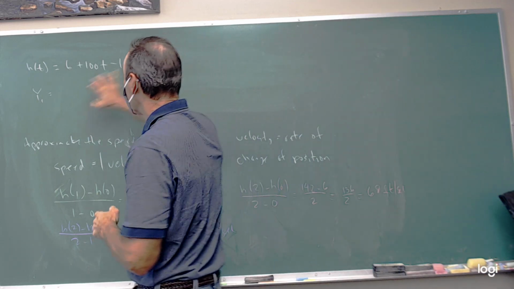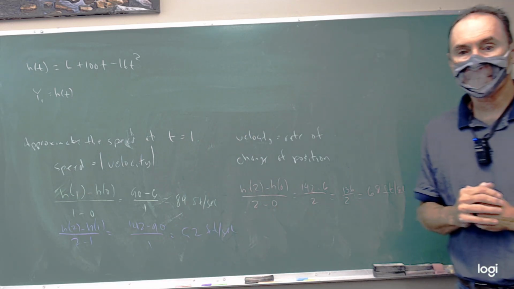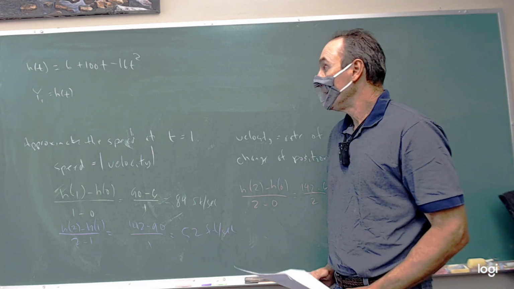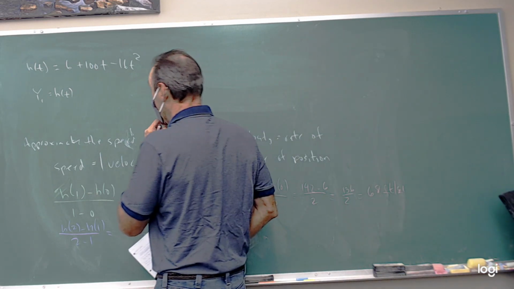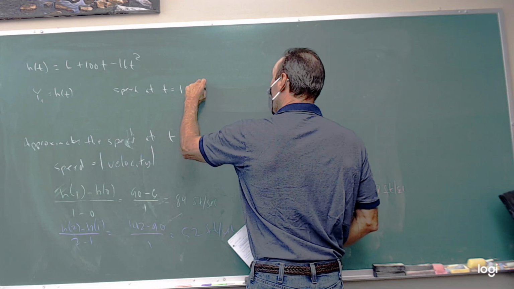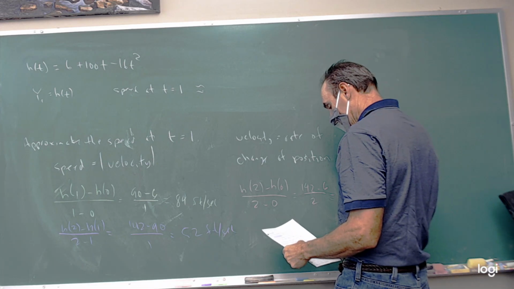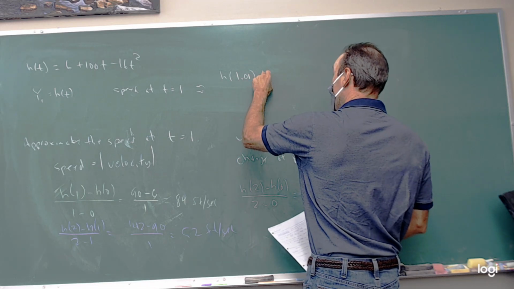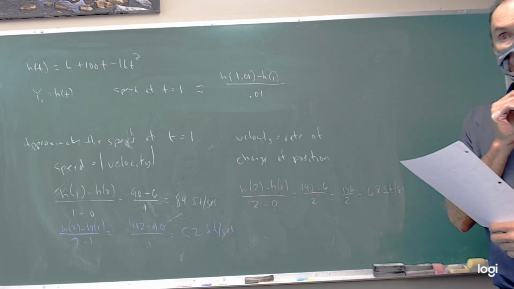If we just put this function in as y1, so if you want to enter that into your calculator at y1, then what we can do now, same idea that we had before, is say that the speed at t equals 1 is going to be approximately equal to h of 1.01 minus h of 1, all over 0.01. Does that make sense, what we're doing here?